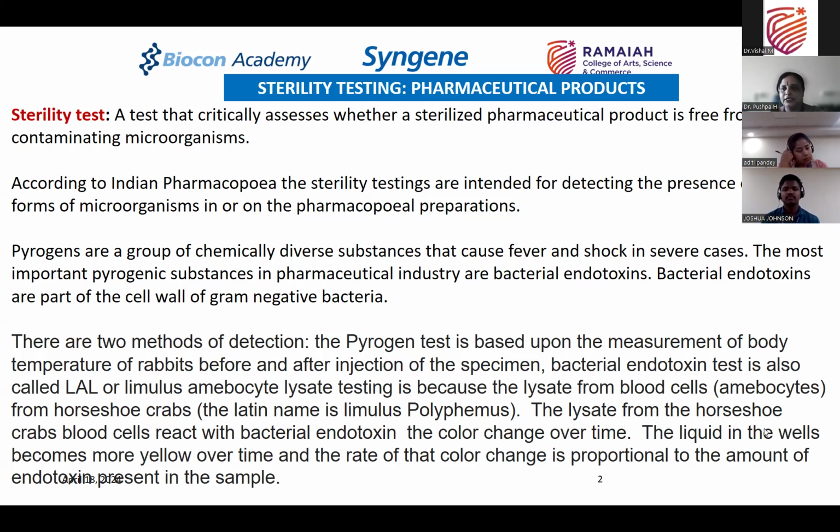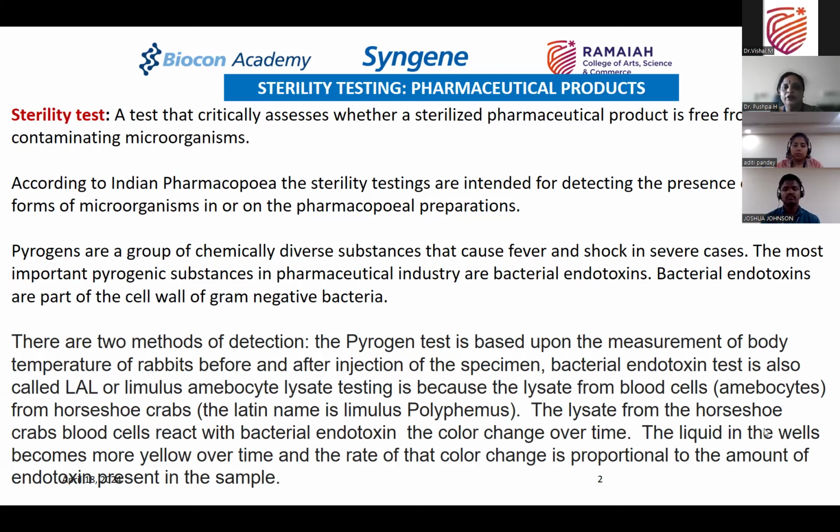The sterility test is a test that critically assesses whether the sterilized pharmaceutical product is free from contaminating microorganisms. Whichever pharmaceutical product it could be, whether ointments, injectables, tablets, dressing materials or syringes, we have to see whether they are free from microorganisms or not. That is the reason we have to conduct this sterility test.